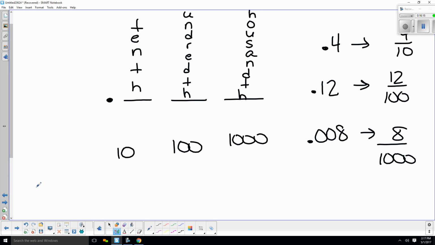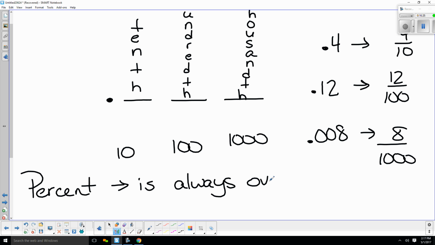Now the only other thing we need to write, percent is always over 100. Okay, so if you have 25%, if you need to change that to a fraction, you're just going to put 25 over 100. Okay, so that's all you're going to do there. Now, what I want you to do is work questions 1 through 7.